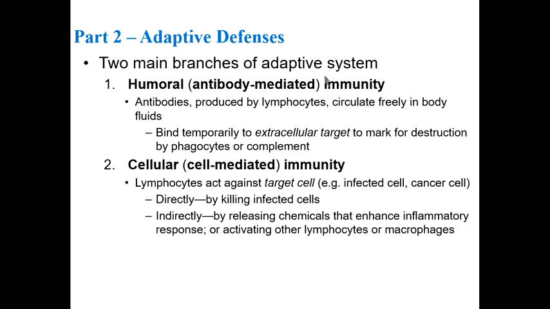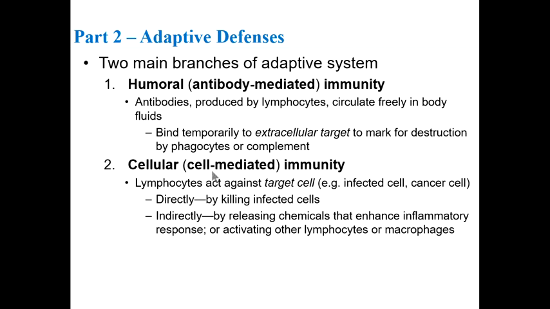It involves two branches. The first branch of adaptive immunity is humoral, or antibody-mediated immunity. Antibodies are produced by B lymphocytes called plasma cells, which circulate in our body fluids. They'll bind to the target and mark them for destruction by either phagocytes or complement. We'll go into humoral immunity in detail in another video.